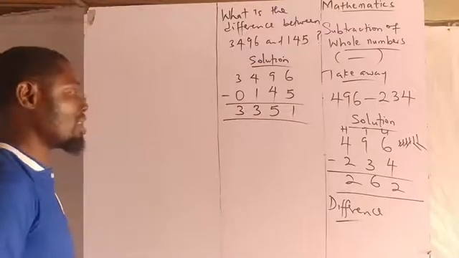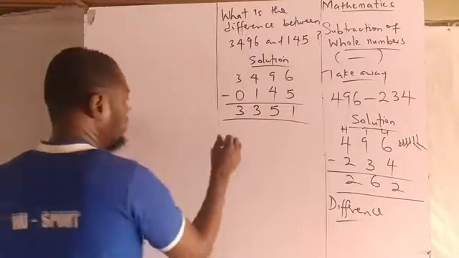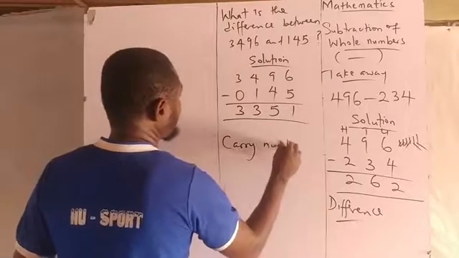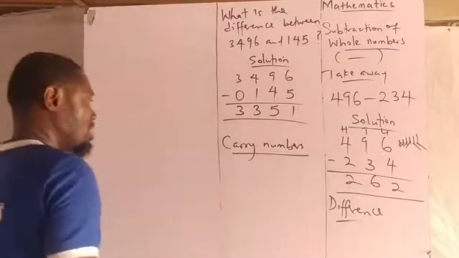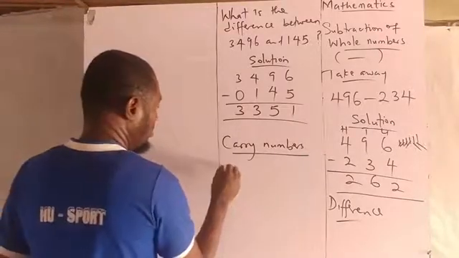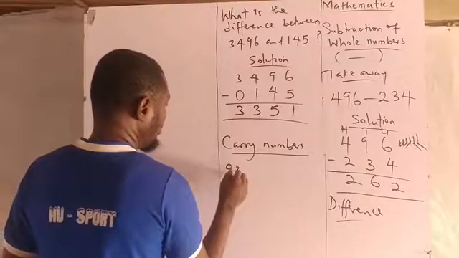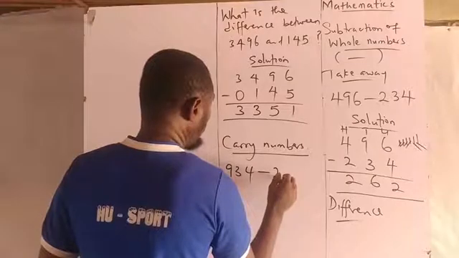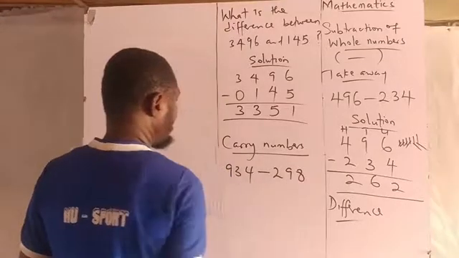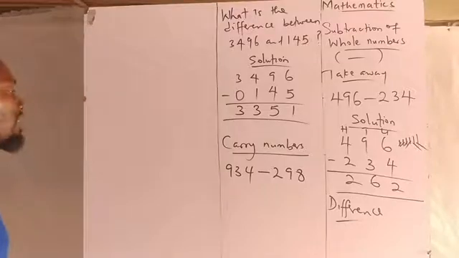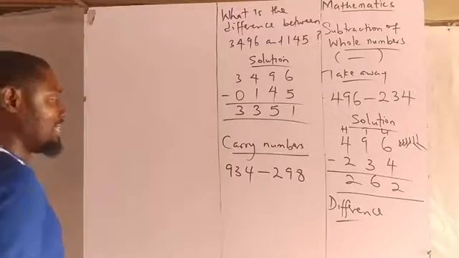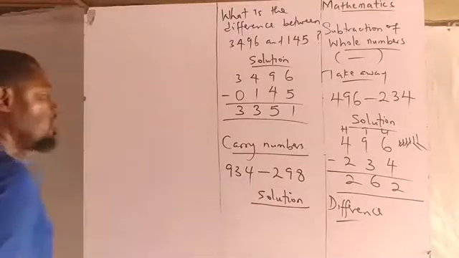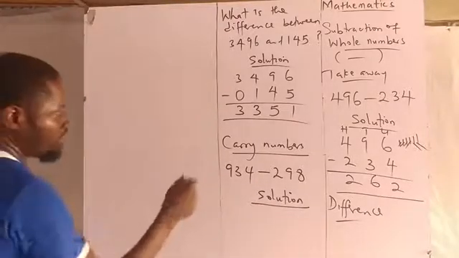Let's quickly deal with carrying of numbers. Carrying of numbers when dealing with subtraction. I'll give you a problem how to deal with that. You have 934 take away 298. Solution. This will involve carrying numbers.